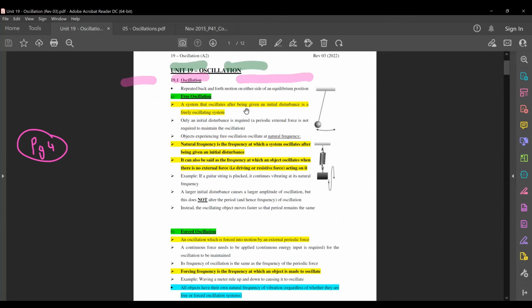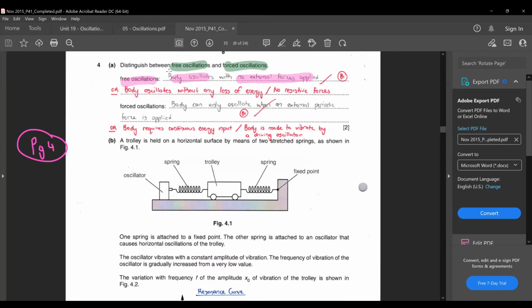So that definition here doesn't really come out that often in your marking scheme. Instead, they like to use this definition instead. They say that the body oscillates with no external forces applied, which is kind of true, you see.